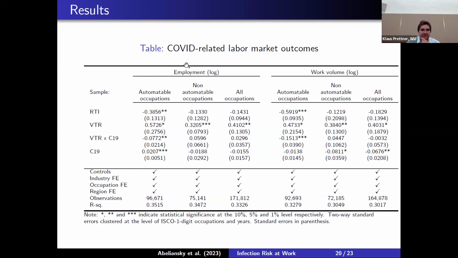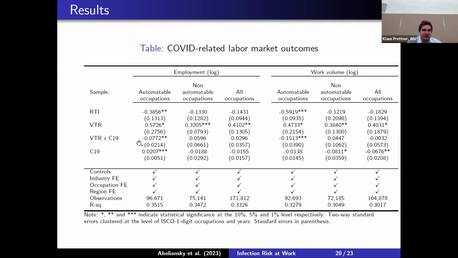We have here the first block, where we use employment as a dependent variable, and the second block uses work volume as a dependent variable. I will say a little bit more later why there is a difference. And we distinguish between automatable occupations and non-automatable occupations, basically according to a certain threshold in the routine task intensity. What we would observe, if our hypotheses are true, is that the routine task index would have a negative coefficient if hypothesis 1 was correct, right? And we see that this is the case, of course, for automatable occupations, but not for non-automatable occupations.